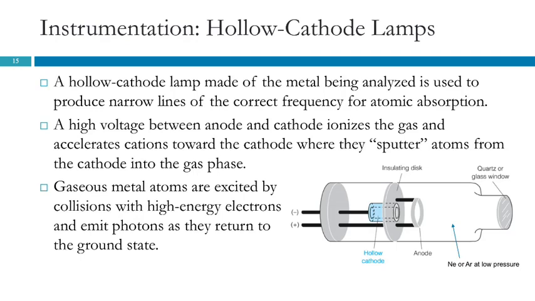Those gaseous metal atoms are then excited by collisions with high energy electrons, and they emit photons as they return to the ground state. They emit light at the same frequency as the calcium in the flame is going to absorb. That light goes through the quartz window and then through the flame. Any questions?